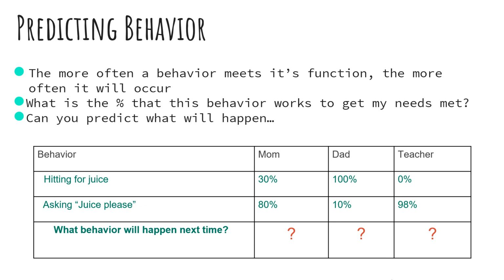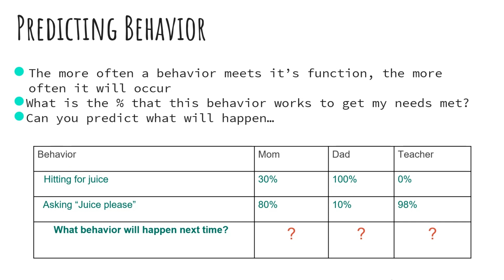So let's see if you can predict what will happen in this example. So our behavior, let's start off with hitting. I have a client and he hits for juice. And when he hits mom for juice, he gets the juice about 30% of the time. When he hits dad for juice, he gets the juice 100% of the time. When he hits his teacher, because he wants juice, the teacher never gives in to him. So 0% of the time he gets juice when he hits the teacher.